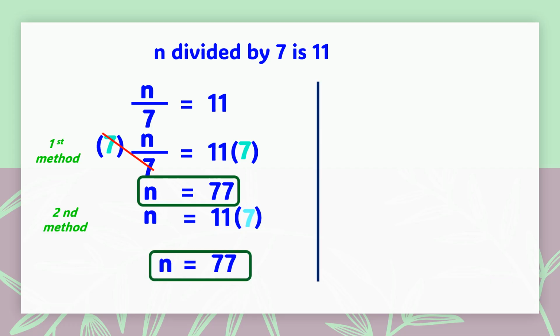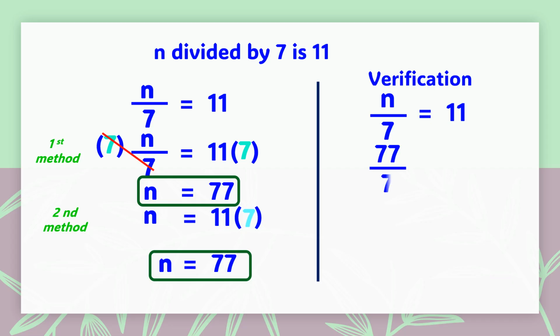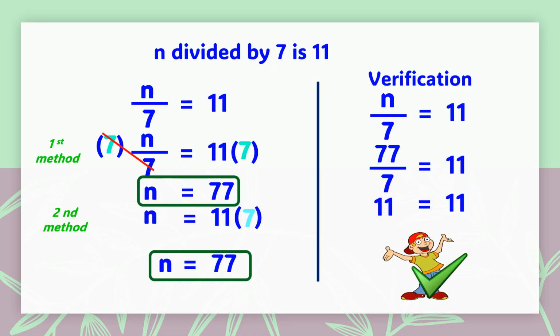Let me verify our answer. Verification. N by 7 is equal to 11. Replace n by 77. 77 by 7 is equal to 11. 7 ones are 7, 7 11s are 77, so it is equal to 11. On both sides we got the same answer. Is it not excellent?